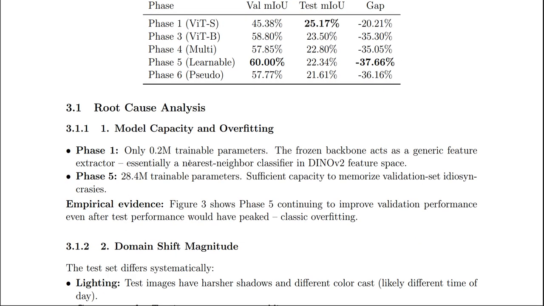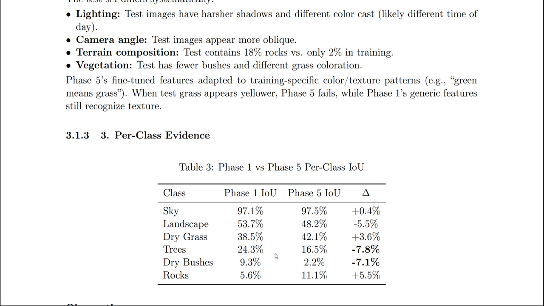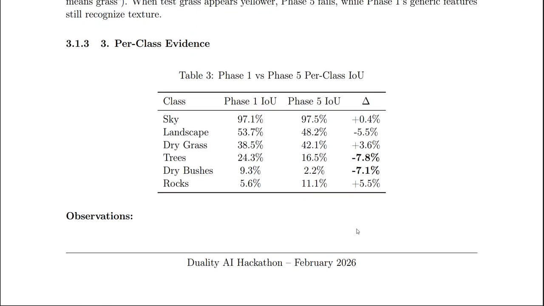Then we started our root cause analysis. In phase 5 we get the overfitting of the model, then domain shift magnitude. The test set differs systematically, as the lighting, camera angle, and terrain composition variation are different from the dataset on which we have trained the model. And this is our phase 1 and phase 5 per class mIoU.